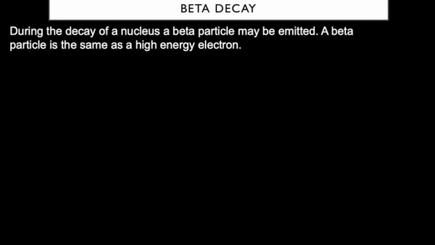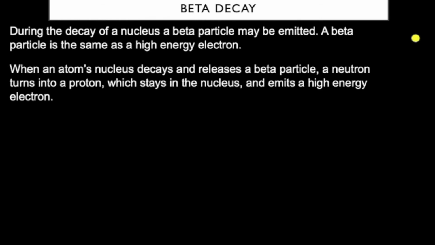Let's have a look at that in terms of the notation then. During the decay of a nucleus, a beta particle may be emitted. A beta particle is the same as a high energy electron. When an atom's nucleus decays and releases a beta particle, a neutron turns into a proton, which stays in the nucleus, and emits a high energy electron. This would be the kind of equation that you would have.